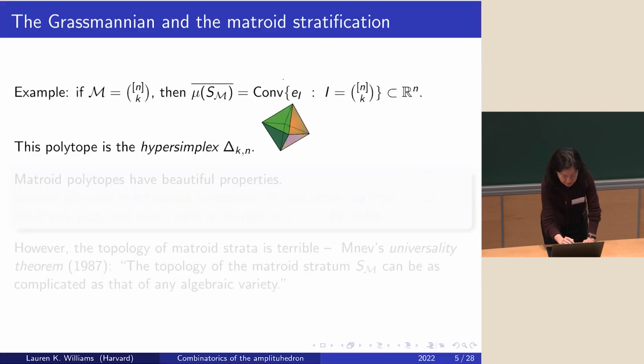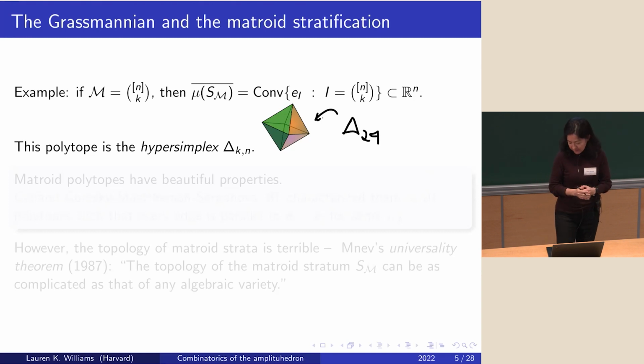And so this polytope is called the hypersimplex, and I've drawn it here for Delta 2,4. So this little octahedron over here is the convex hull of all e_I, where I is a 2-element subset of 1 through 4.